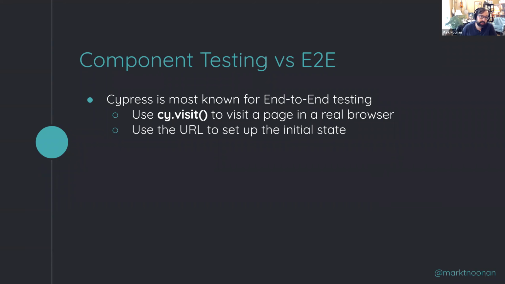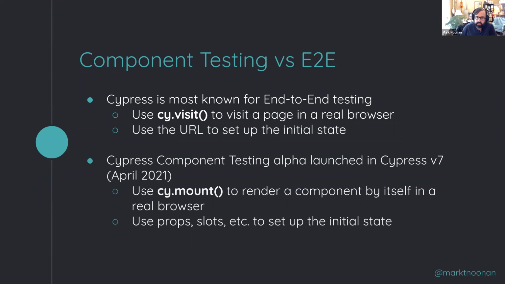Cypress does that with a cy.visit command. Component testing is a very similar experience, but we mount an individual component from the website and just test that. It's still running in the same browser. It's still visible to you the way it would be in an end-to-end test. It's still mounted into a page. It just happens to be mounted into an empty page, which means we can directly use its props and its slots to set up the state that the component's in and test it like that.